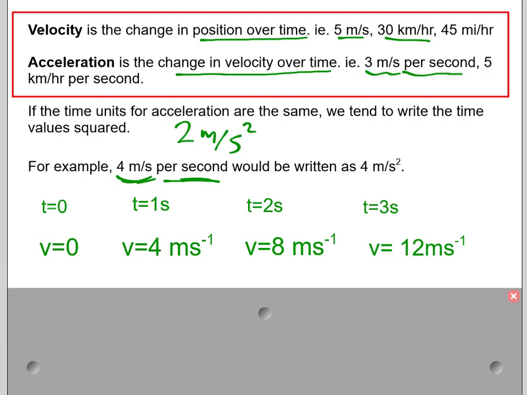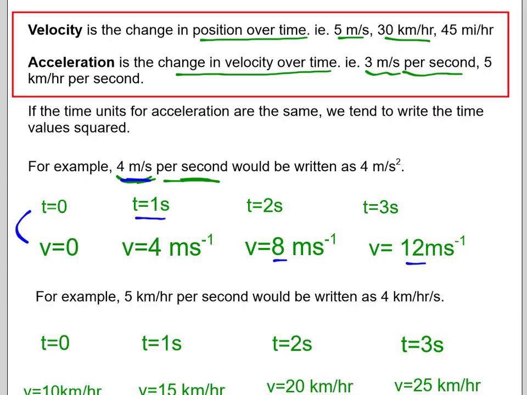So at T1, I'll change colors here. If I started from rest, I have a velocity of 0. After 1 second, because I'm accelerating at 4 meters per second per second, let me get rid of this guy so there's no confusion, I would now have increased my velocity by 4 meters per second. After 2 seconds, I've increased my velocity by another 4 meters per second, so it jumps up to 8. At 3 seconds, I've increased my velocity by another 4. I'm now up to 12 meters per second. Okay, so that's an example of acceleration.